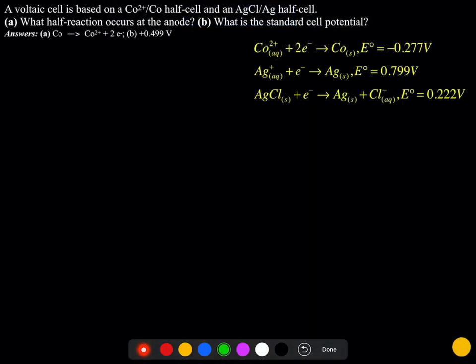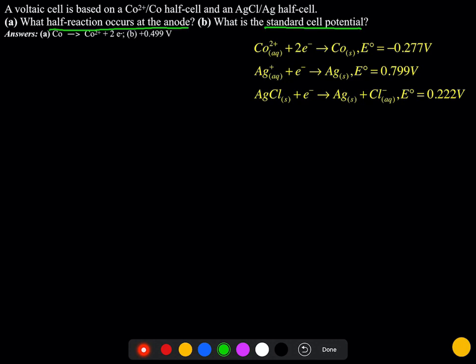So here's a practice problem where we are going to figure out what's happening in a galvanic cell and answer two specific questions. So what half reaction occurs at the anode, which means we need to figure out what the reduction reaction is and what the oxidation reaction is, so we can put the whole thing together, because we're also going to answer what is the standard cell potential.